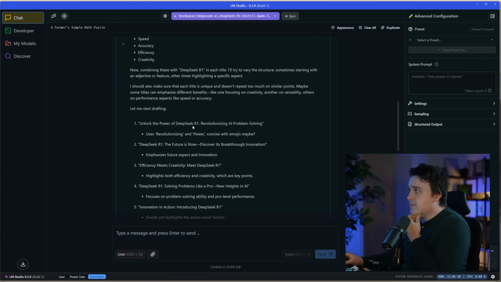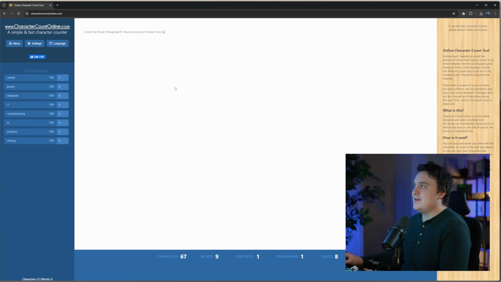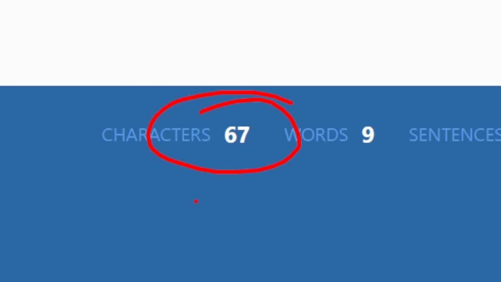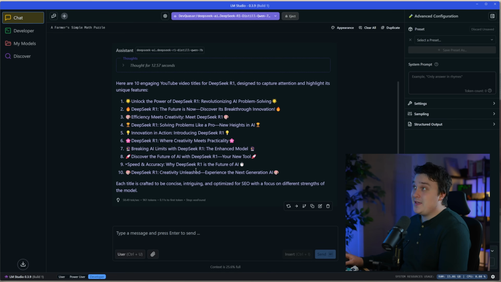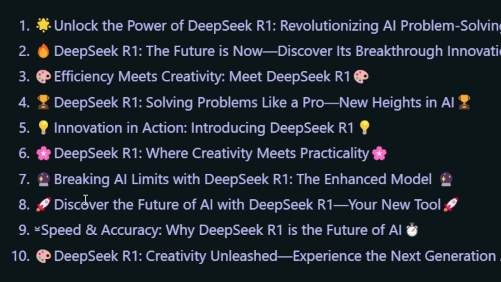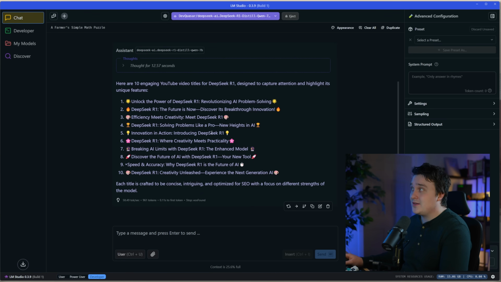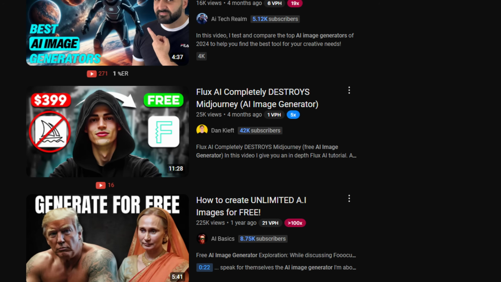Let me see what it says. "Unlock the power." No, so it didn't even do it there. If I look over here, 67 characters right there. No offense here, DeepSeek R1, it just kind of looks like it's AI generated. Actually, if you look at any video on YouTube right now about AI, it's pretty uncanny, to be honest.